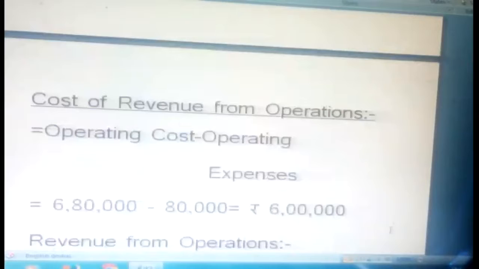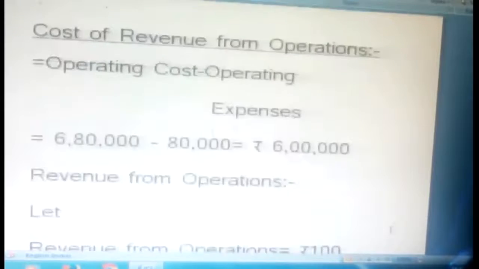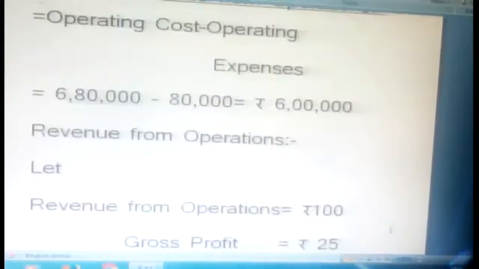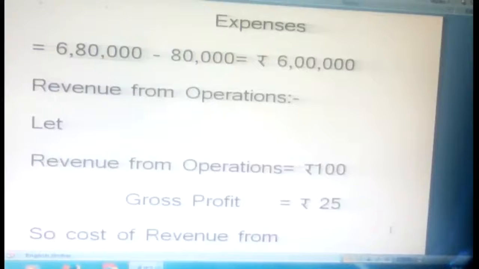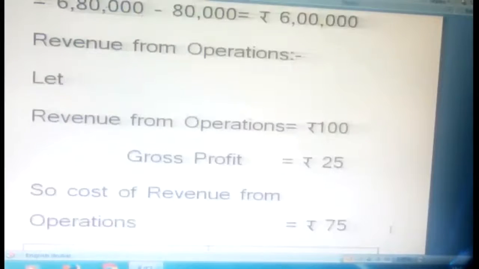Again we are going to discuss first cost of revenue from operations. Here they given operating costs and operating expenses. So we simply deduct: our operating cost is 6,80,000, operating expenses 80,000. We get 6 lakhs. Okay, so what is our revenue from operations? Again in the same manner, here they given gross profit 25%. So revenue from operations 100, gross profit 25. So 100 minus gross profit 25, naturally our cost is 75.